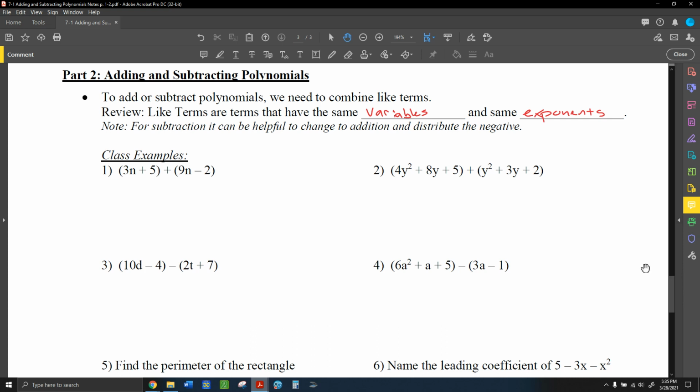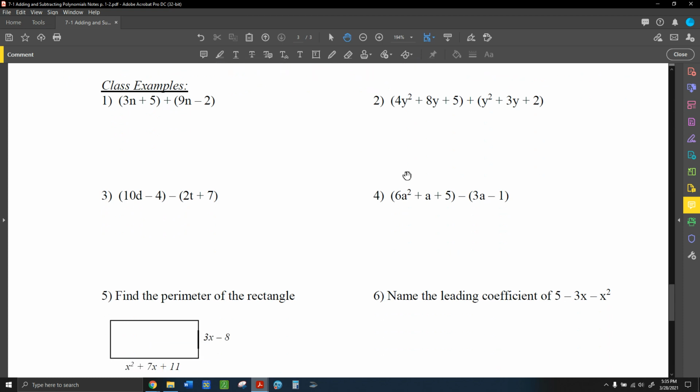So they need to have the same variables and the same exponents. Now remember, if we're having a grouping of polynomials and we're subtracting, remember to distribute that negative. We'll see a few examples now. Let's start with number 1.